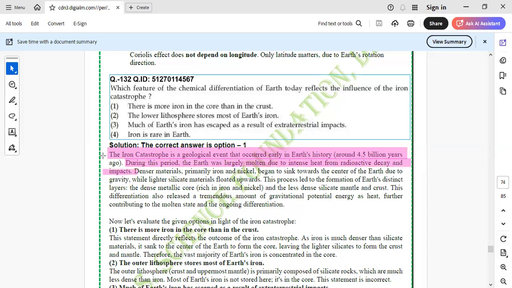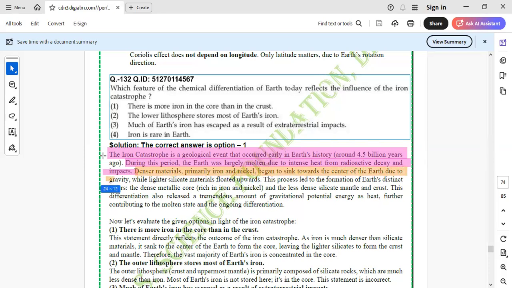ये हम पहले ही पढ़ चुके हैं. ये क्वेश्चन भी एग्जाम में पूछा गया था कि रेडियोएक्टिव डिके और इसकी वजह से हीट डेवलप होती है कोर के अंदर. Then dense materials, primarily iron and nickel, begin to sink towards the center of the Earth. मतलब जो हैवी है वो कोर में जाएगा. ये मैं आपको पढ़ाता भी हूँ स्ट्रक्चर ऑफ अर्थ में. जो सबसे हैवी है, उसकी डेंसिटी ज्यादा है, वो कोर में जाएगा.